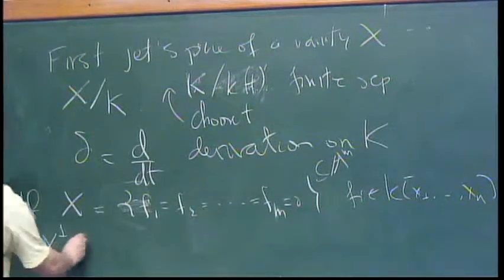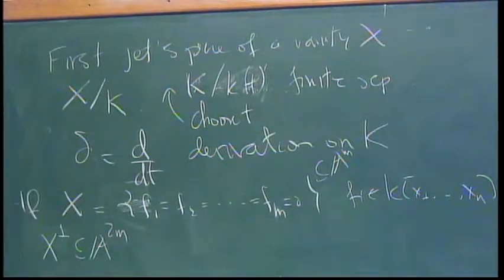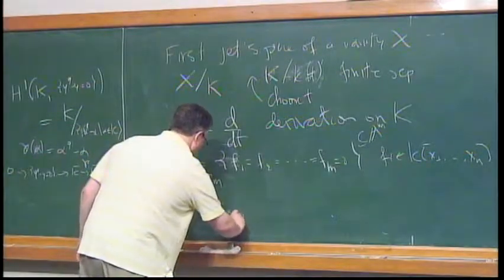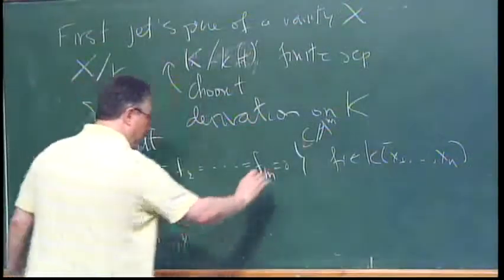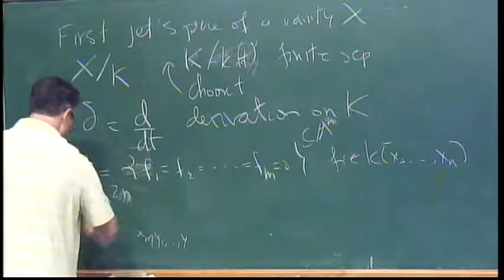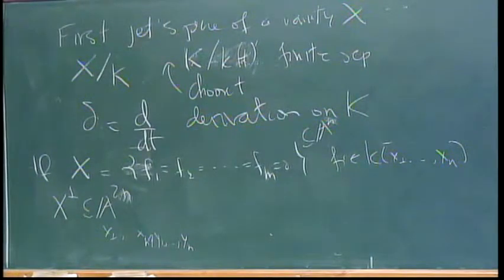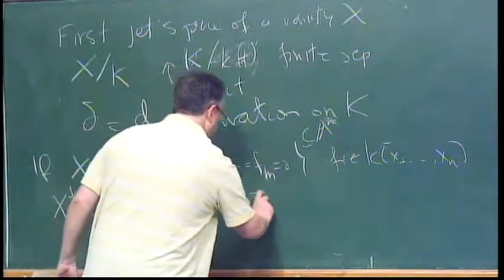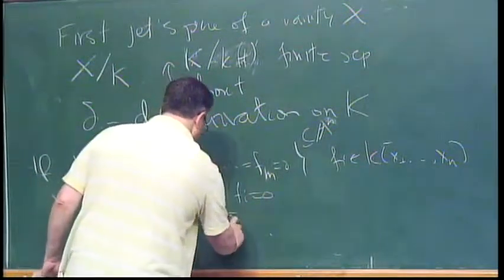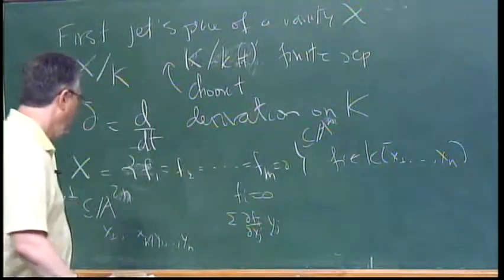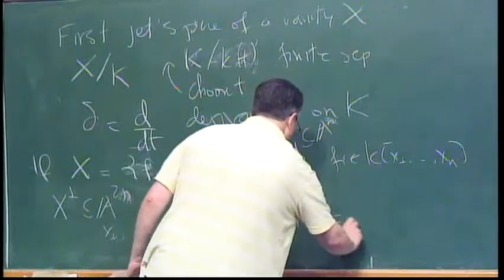I want to define X1, which is going to be a variety inside of A^2n, which has coordinates x1, ..., xn, y1, ..., yn. So n is the dimension of the ambient space, m is the number of equations. I want to write this variety X1 by giving you a system of equations. So fi equals 0, and also the equation sum over j of ∂fi/∂xj times yj plus fi^delta equals 0.